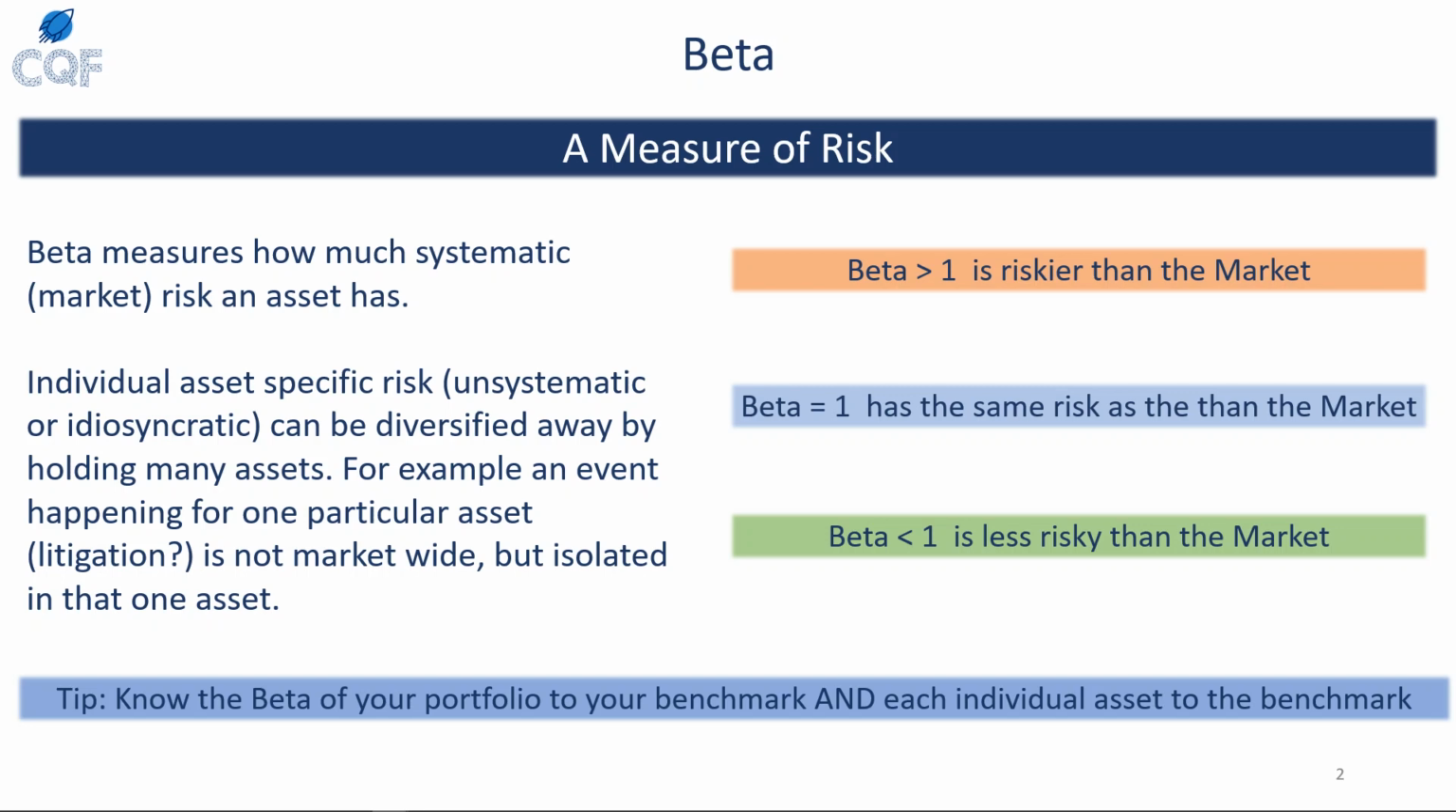Beta is reported as a number centered around 1, and 1 would mean you have the same risk as the market. If your number is greater than 1, then it's riskier than the market. Less than 1 would be less risky than the market.